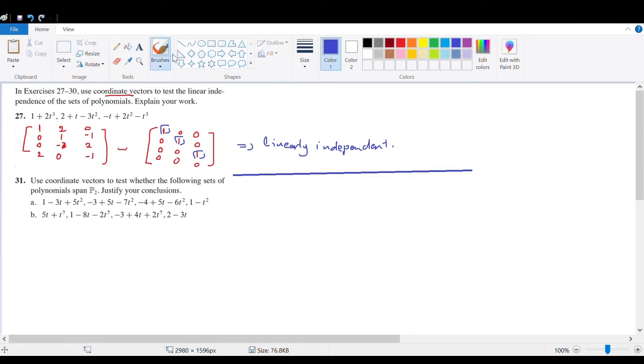In 31, use coordinate vectors to test whether the following sets of polynomials span B2. Justify your conclusions. We know that B2 is isomorphic to R3, so we can write the matrix for this one.